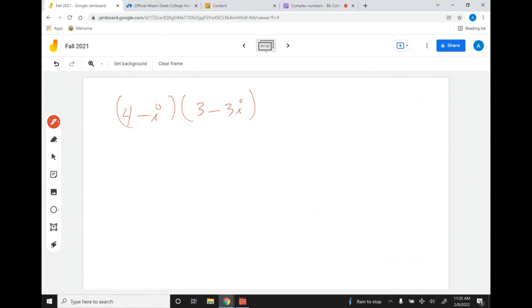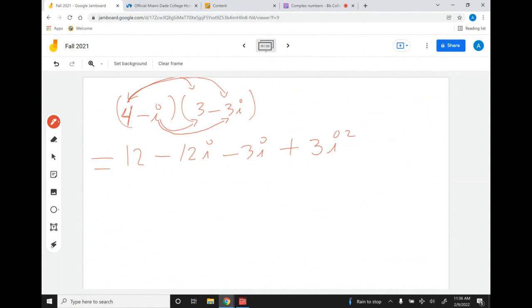Okay, so we're multiplying complex numbers now. Alrighty, so let's say 4 times 3 is 12. 4 times negative 3i is negative 12i. Then here, negative i times 3 is going to be negative 3i. Negative i times negative 3i will be positive 3i squared.